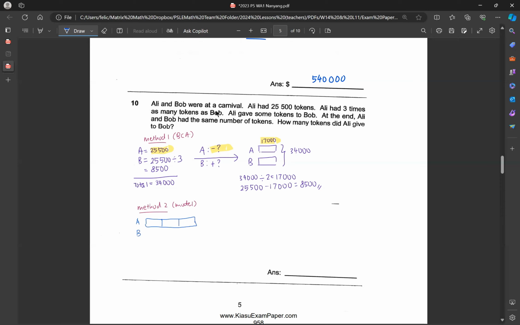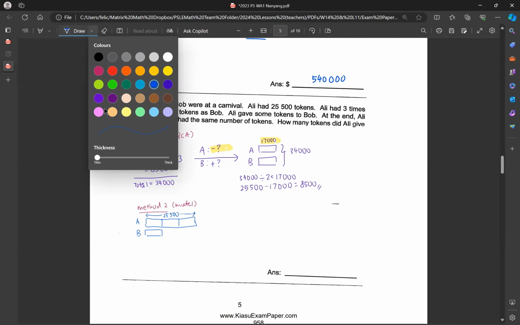Okay, and Bob has 1 unit. And what I do know so far is that Ali had 25,500 tokens. So this whole stretch is the 25,500. Okay. And Ali gave to Bob such that at the end, both of them have the same. So if you study through the model, how do I know how much he has to give to him so that they will both be the same?